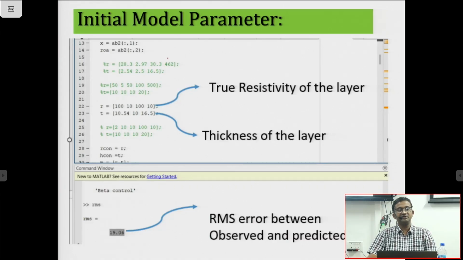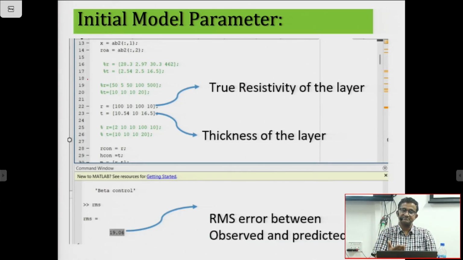This rho A will be compared with this data provided in the Excel file. This is your observed one. Then compute the loss functions. Then this Jacobian, this G matrix will be there. That G matrix will be decomposed with the help of this SVD, and the computations will be done. So this is one iteration's work.